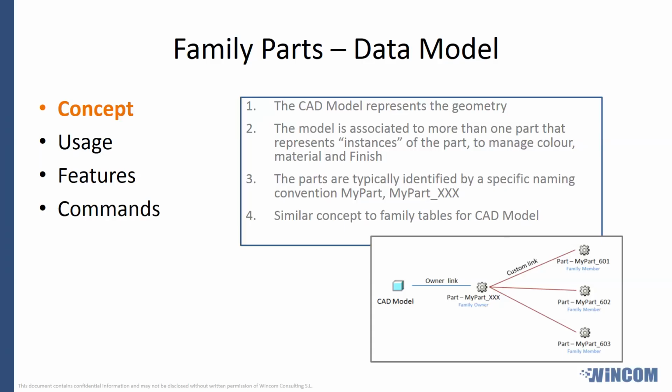Look at the data model we first started with. Now it should be quite clear to you. We have a family owner and we have our family members. The family owner has the owner link to the CAD model, and in this case we saw that the family owner was identified by the XXX. The family members are identified by having a relationship to a family owner.